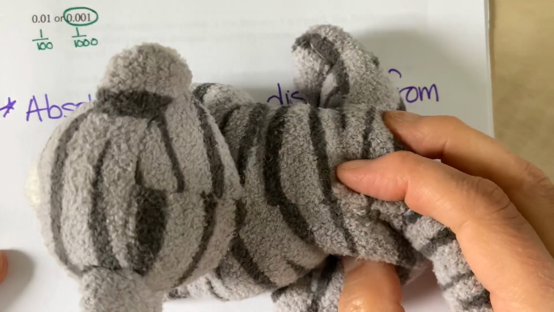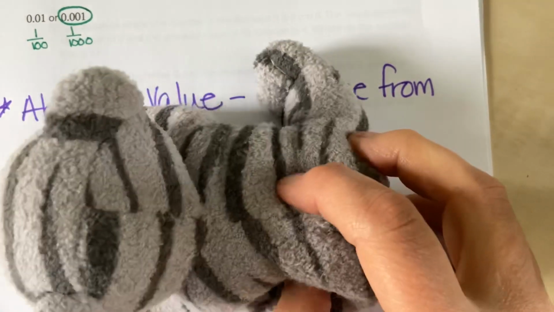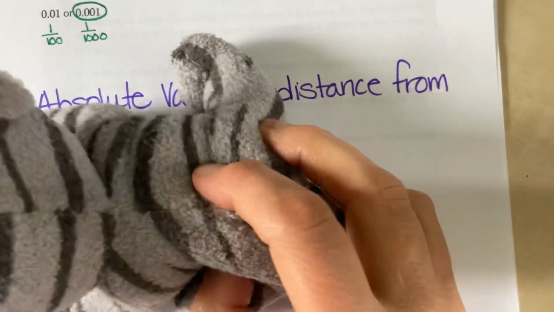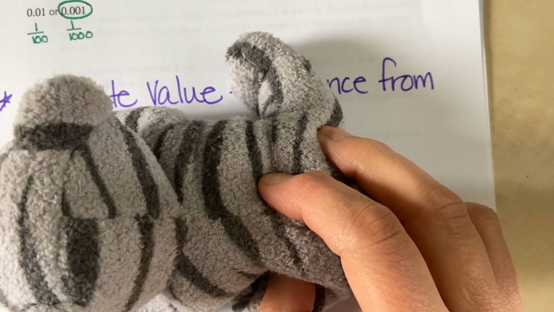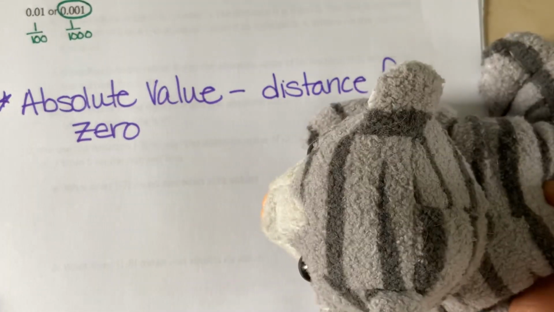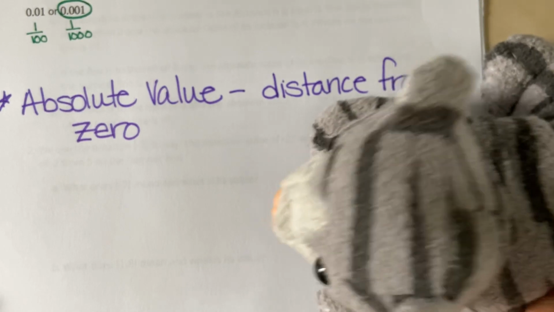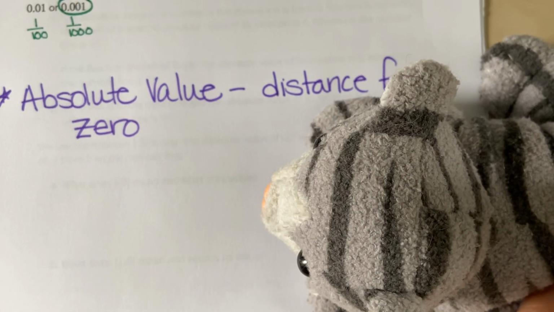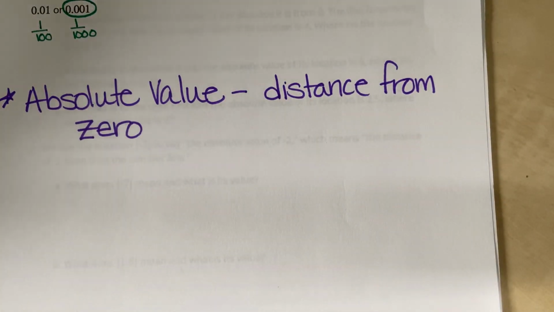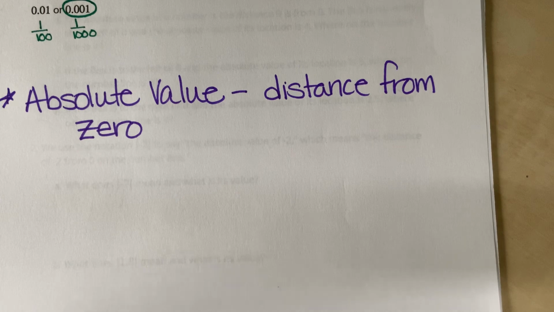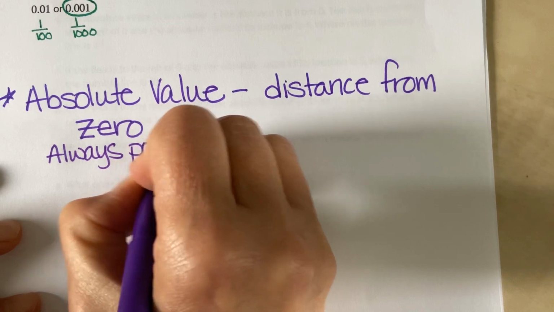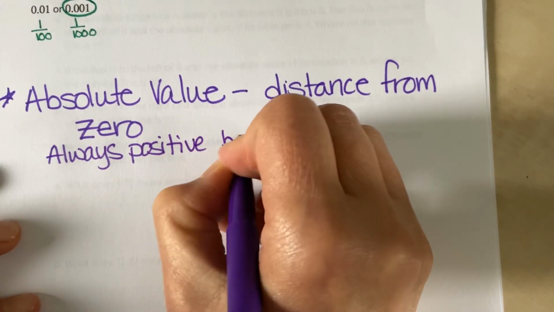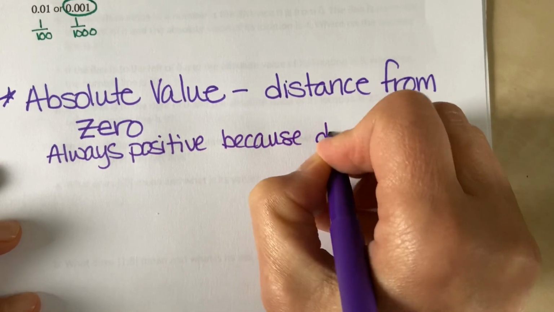Here's my little kitty. He'd go frontward, he'd go backwards. But either way, if he went forward, let's say 3 steps, 1, 2, 3, okay, he'd end up here. If he was at the same spot and he went backwards 3 feet, 1, 2, 3, he's not going a negative distance. You can't go a negative distance, okay? So absolute value is always positive because distance is always positive, okay? It's really important to know that distance is always positive.